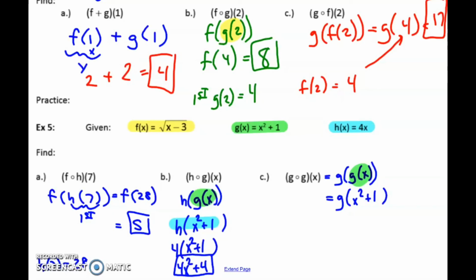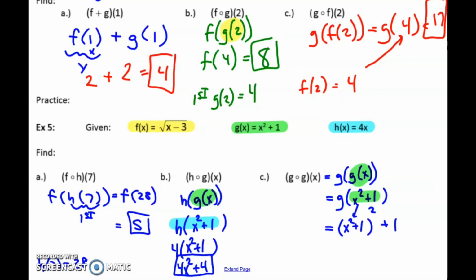So again, here's the confusing part. So now what do I do? Well, now we use our rule for g, because that's what's on the outside of the parentheses here, which says input squared plus 1. So that's why I don't like you to think of them in terms of x's. They're really inputs. Input squared plus 1. Well, what is that input? Well, that input now is x squared plus 1, and that's what's got to go in here. So I got x squared plus 1 squared plus 1.